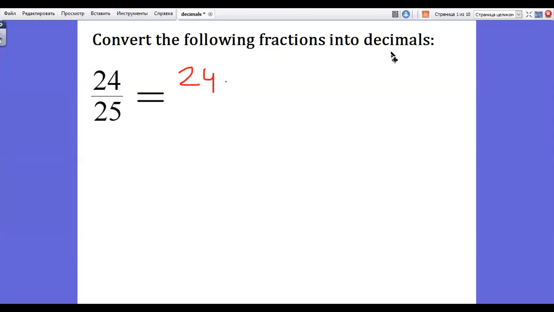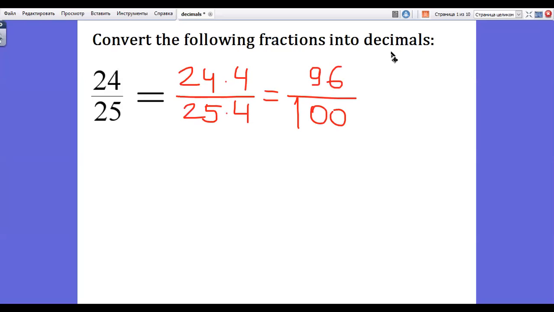numerator and denominator by 4. So when we enlarged fraction by 4, in denominator you are going to have 100. And you know that when you have in denominator powers of 10, it's easier to convert this fraction into decimal. Okay, from product of 24 and 4, you are going to have 96.